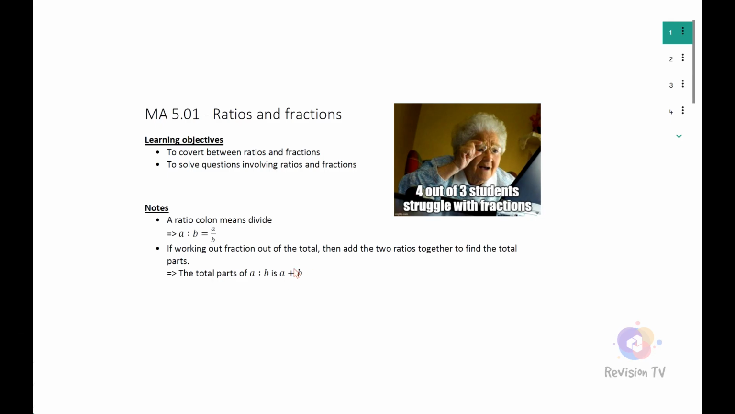So in conclusion, ratios and fractions are like partners in crime in maths. They work together to make sense of the world, and we can do calculations using ratios and fractions all together. Now, who is hungry for some maths? Let's look at the first example together.